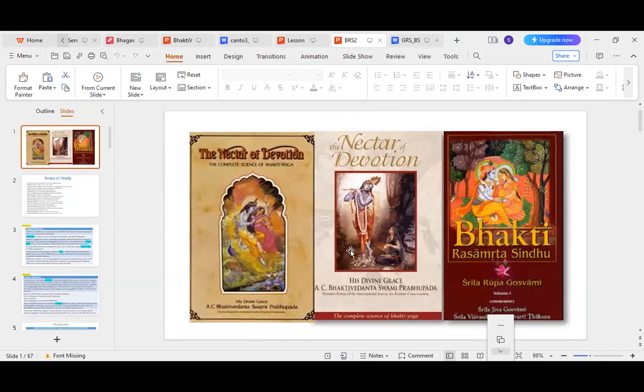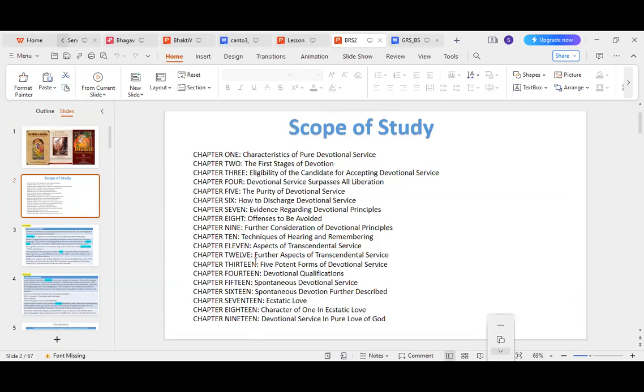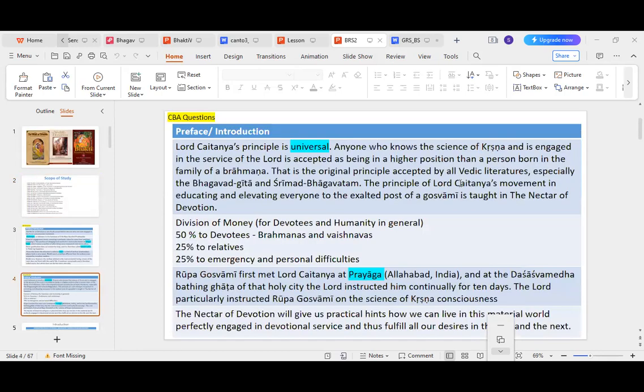Okay, so quick recap. What we have completed in the Nectar of Devotion is up to chapter 10, 11, where the characteristics of pure devotional service, Shuddha Bhakti, then devotional service, then purity in devotional service, and the 64 Angas. So from the Vaidhi Sadhana Bhakti, the first stages of devotional service, followed by Raganuga Bhakti.